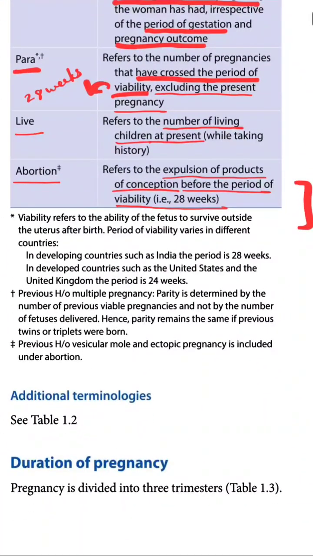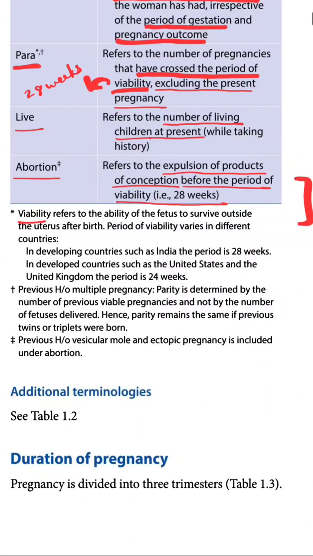So what is viability? Viability refers to the ability of the fetus to survive outside the uterus after birth. The period of viability varies in different countries, guys. In India, remember, it's 28 weeks, whereas in developed countries like the US or UK, the period of gestation is around 24 to 26 weeks.